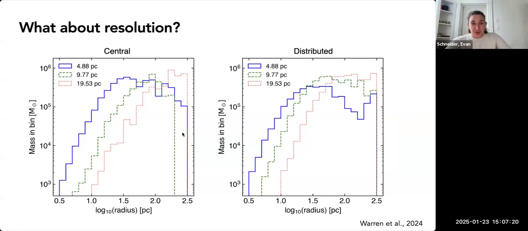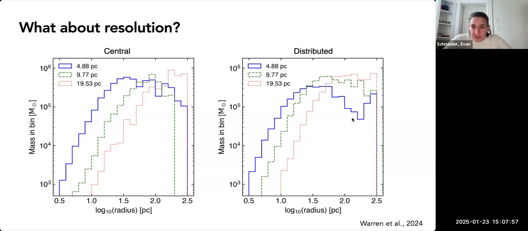And not surprisingly, as you increase the resolution of the simulation, you start to resolve smaller and smaller scale structures, right? And so we see the peak of the distribution start to shift. That said, in both cases, the maximum size scale that we see is the same. We don't get significantly larger structures in the lower resolution simulation than in the high resolution simulation. It's just that where the mass is gets redistributed.